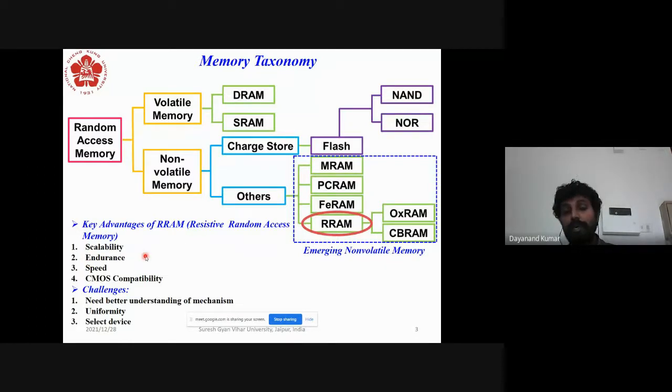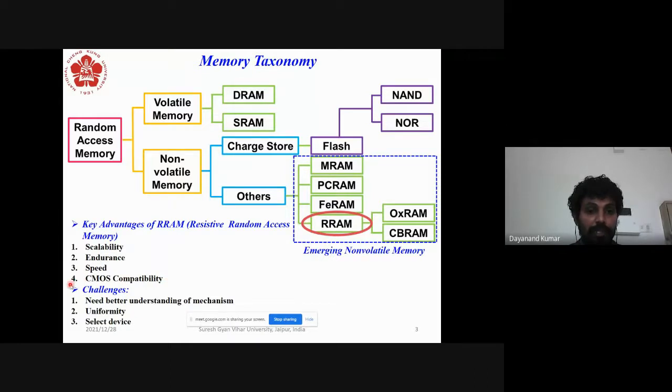Everyone needs high endurance. High endurance means the repeatability of the device, how long it can go. The endurance is much higher compared to other memories. The speed is also in the picosecond range, which is much faster than other memories. CMOS compatibility is the important part. CMOS compatibility means you can connect with a transistor, or you can fabricate for mass production with a very small size. So that is another important part.